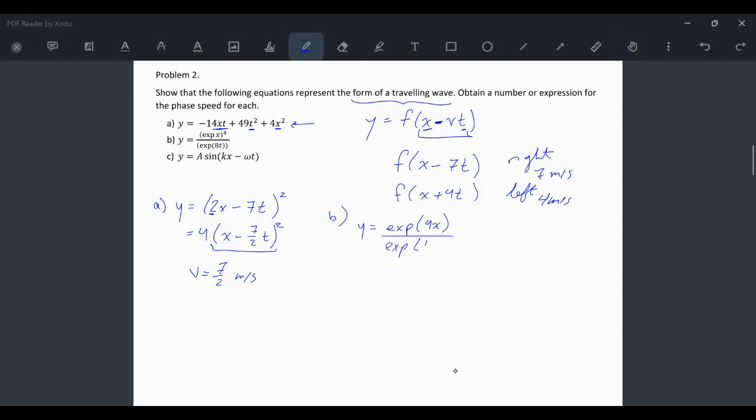And then on the bottom we have exponential of 8t. Having the exponential of 8t in the denominator of this fraction is the same thing as writing exponential of 4x times exponential of minus 8t. And then if these two are multiplied by each other, we can simply write exponential of 4x minus 8t. At this point, we're pretty much set. We just need to do one factor before we can have x by itself.